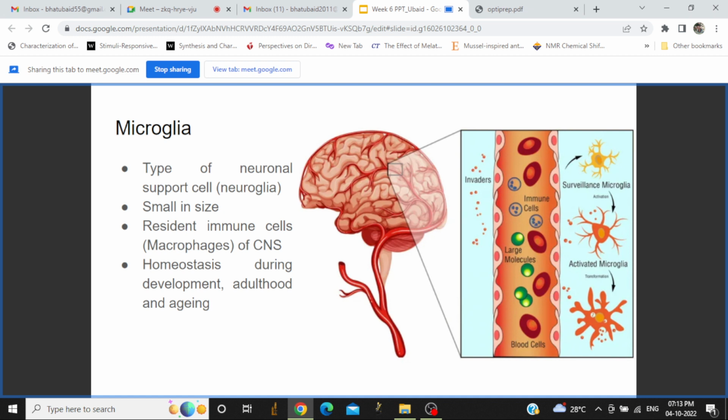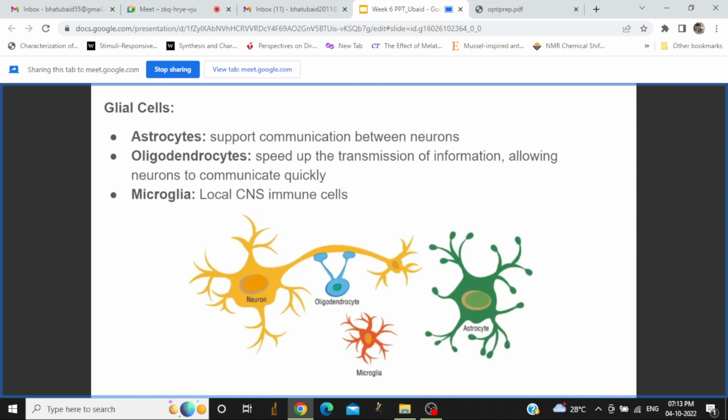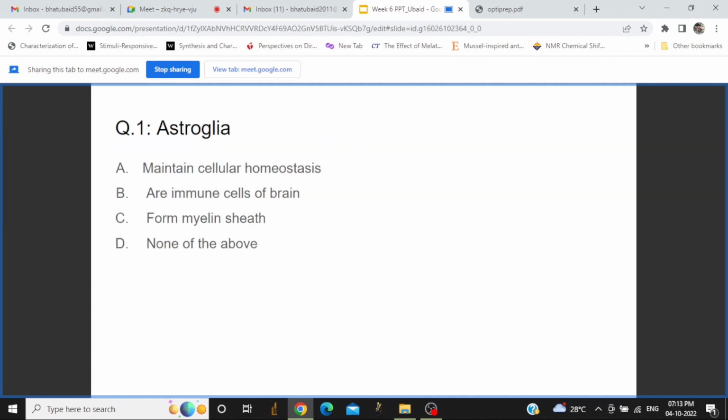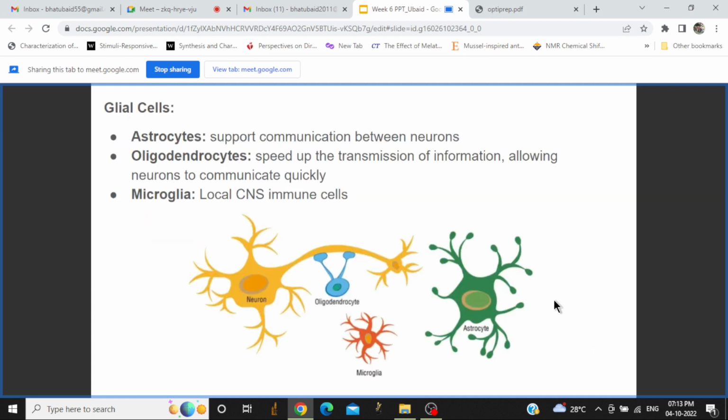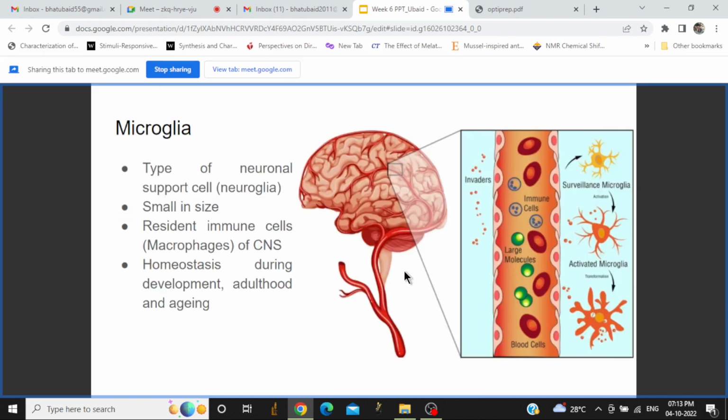And why are they called microglia? Because of their small size as compared to the other support cells or other glial cells, like I showed you in this picture. There are three types of cells: astrocytes, oligodendrocytes, and microglia. And these microglia have the smallest size as compared to all the cells of the nervous system. So that's why they are named microglia.